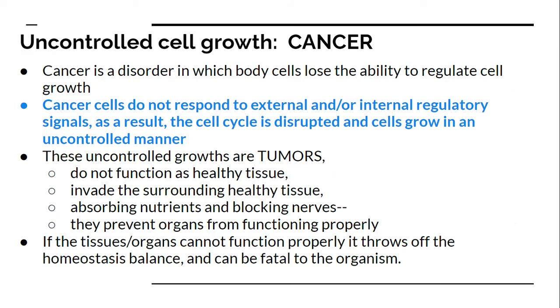If we have uncontrolled cell growth, that is a disorder which we call cancer. Cancer is when our body loses the ability to regulate cell growth. So cancer cells do not respond to internal and/or external regulatory signals. As a result, the cell cycle is disrupted and the cells grow in an uncontrolled manner. These uncontrolled growths are called tumors.